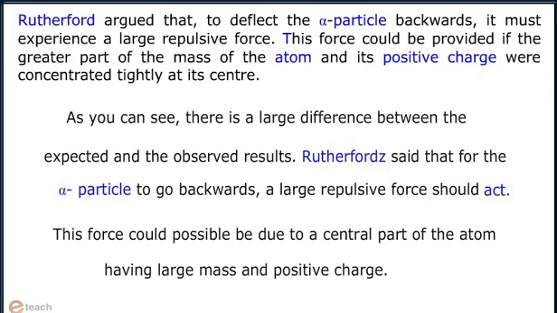As you can see, there is a large difference between the expected and the observed results. Rutherford said that for the alpha particle to go backwards, a large repulsive force should act. This force may be possible due to a central part of the atom having large mass and positive charge.